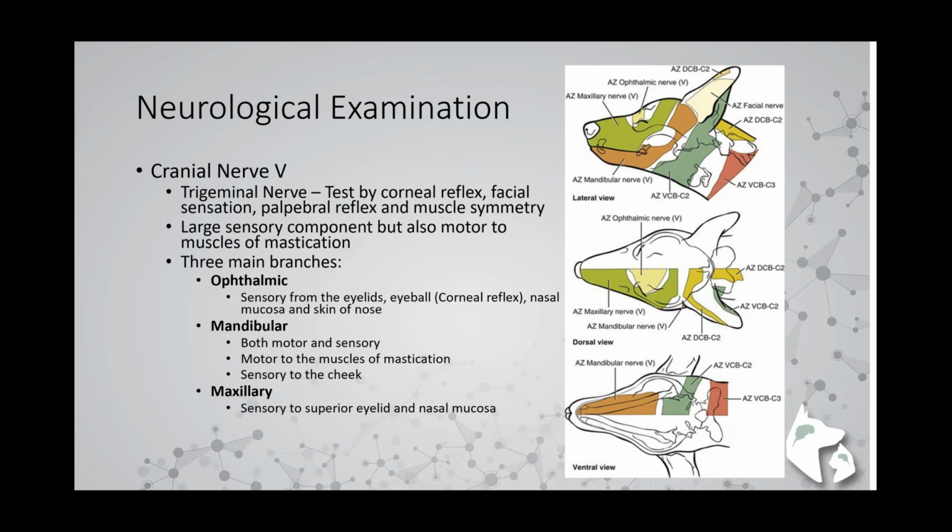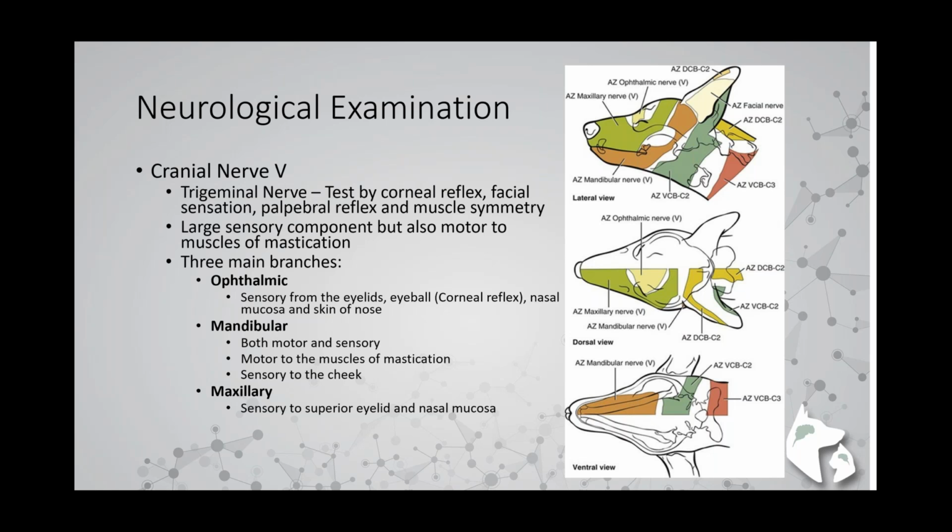And then you should retract your retractor bulbi from cranial nerve 6. The mandibular is motor and sensory to the muscles of mastication, so the chewing muscles will be your mandibular. And then the maxillary is the sensory to the superior eyelid and also your nasal mucosa. So we'll touch inside the nares there and see if the dog pulls back, pulls away, and you should see basically an irritation and know that that sensory component is working well.